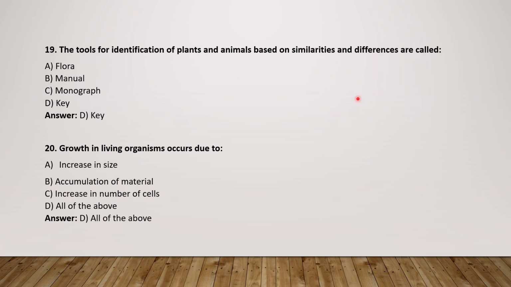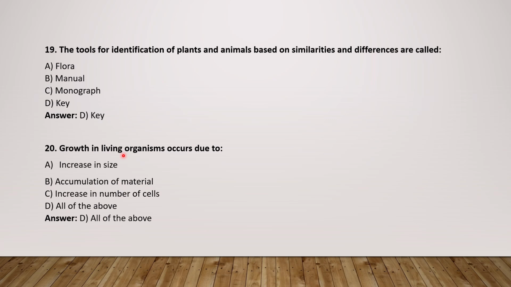Moving to the next one. The tools for identification of plants and animals based on similarities and differences are called. Right answer is option D, that is key. The key is a tool which is used to identify and classify organisms based on their physical characteristics. For example, a dichotomous key, which helps identify organisms based on contrasting features.